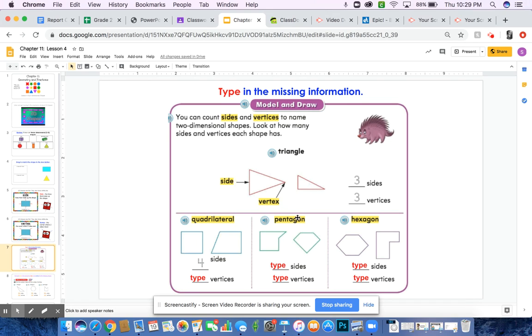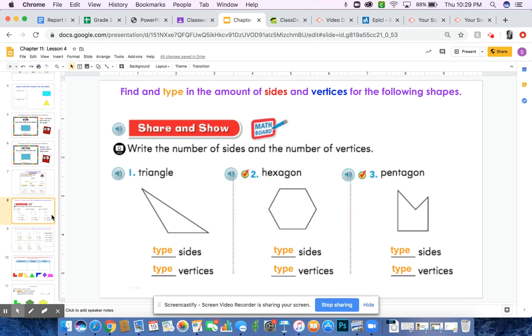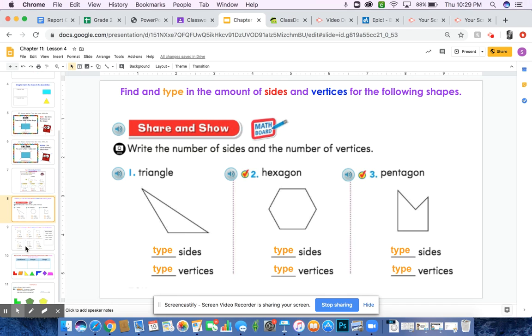And then over here we have a pentagon. So both of these shapes are pentagons. So you will need to figure out how many sides and vertices the pentagon has. Then over here we have the hexagon, and both of these shapes are hexagons. So it's going to be your job to figure out the number of sides and the number of vertices in a hexagon. For the next couple of slides, you're going to be doing the same exact thing. You have the shape, and then you need to figure out the sides and vertices for that shape.